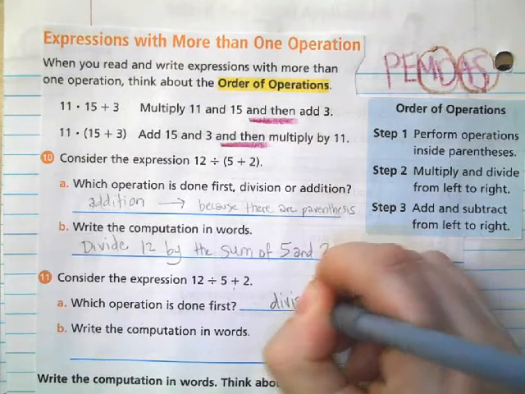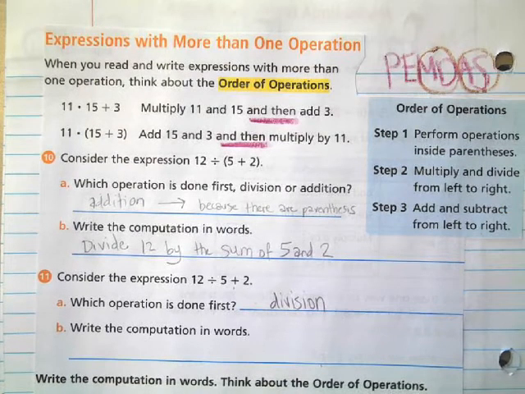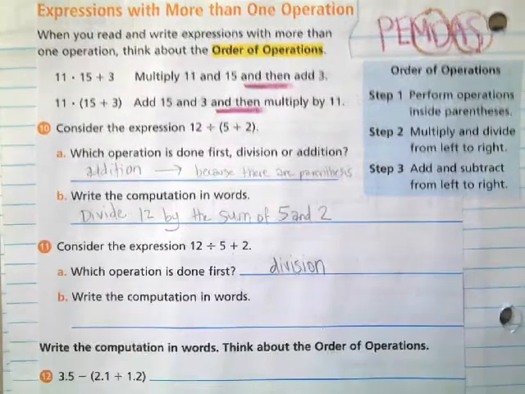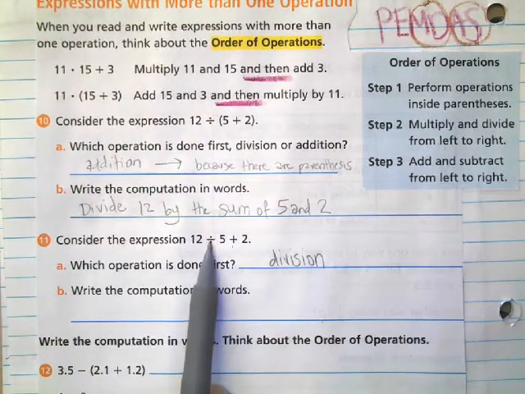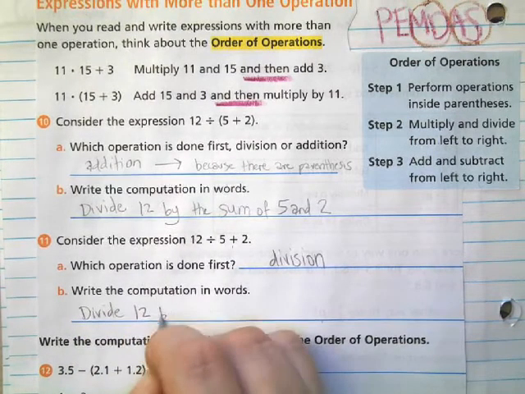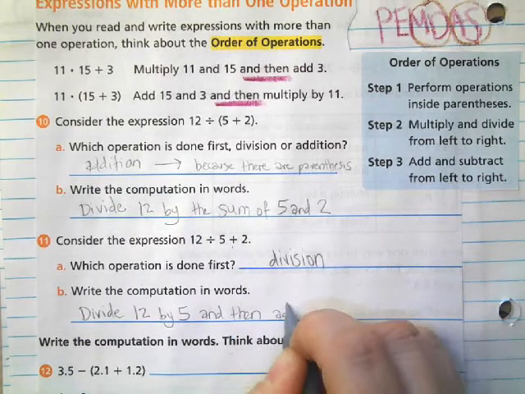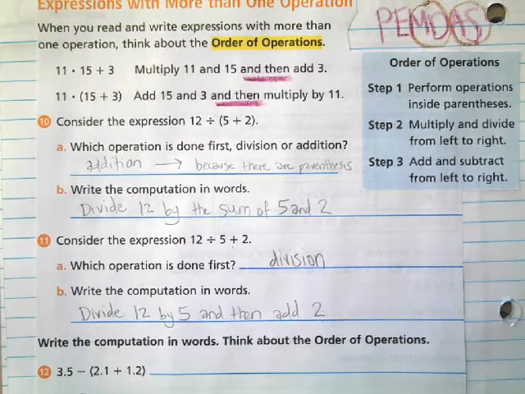Then it says, write the computation in words. Okay. You could say, add 2 to the quotient of 12 divided by 5. Or I could say divide 12 by 5, then add 2. I think that's easier. Divide 12 by 5, then add 2. Divide 12 by 5 and then add 2.